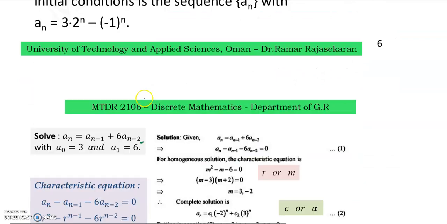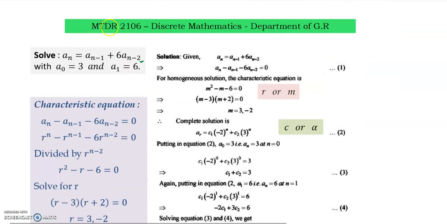Now here we will see in this question. What is the given equation? a_n is equal to a_(n-1) plus 6 a_(n-2). This is the given equation in the question. Now group all the values on the left side: a_n minus a_(n-1) minus 6 a_(n-2) equals 0. Now for the homogeneous solution we have to write the characteristic equation first.